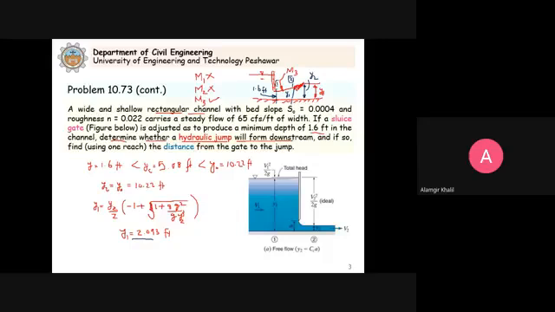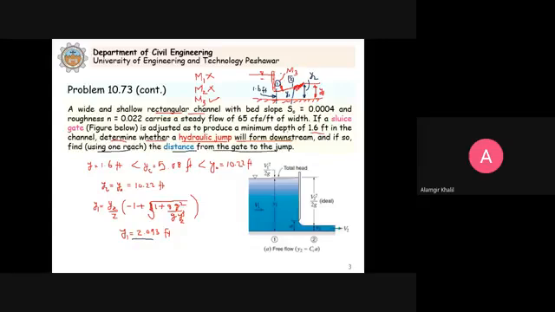So you can see here that the depth increases from 1.6 to 2.093, and then a hydraulic jump will form, and after the jump immediately the depth is 10.22 feet. So you see, M3 profile, a rising profile. The depth will increase from 1.6 to 2.093. Now a hydraulic jump will form, and if so, find, using one reach, the distance from the gate to the jump.